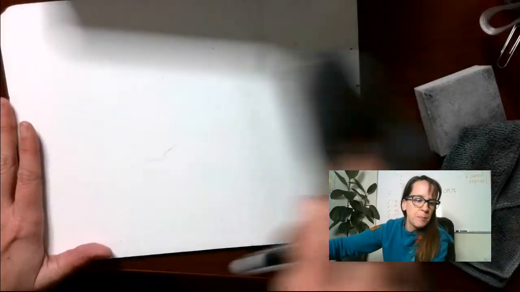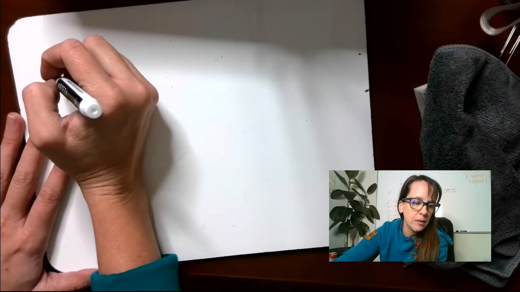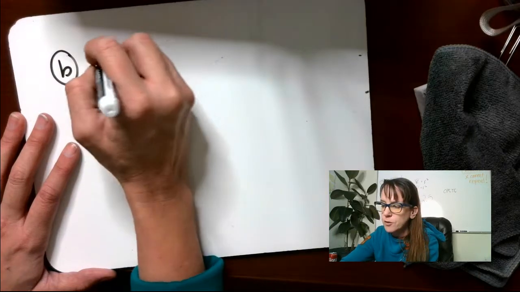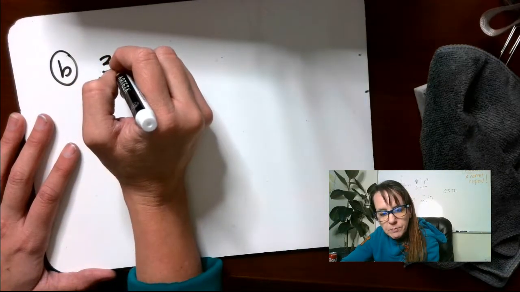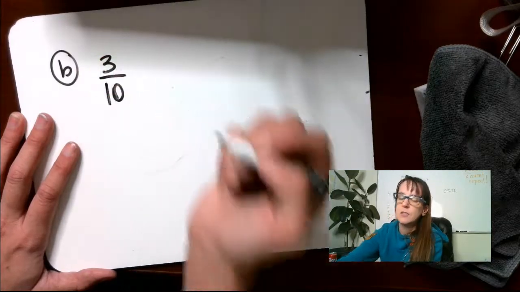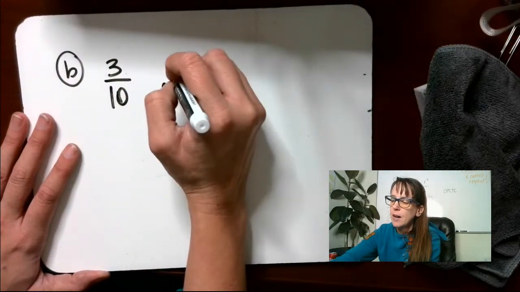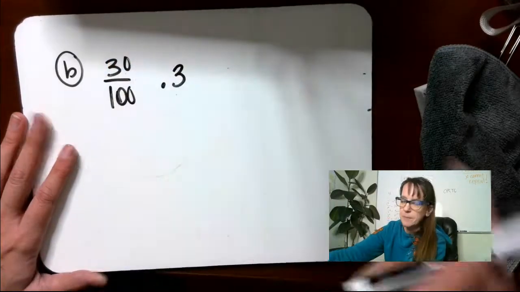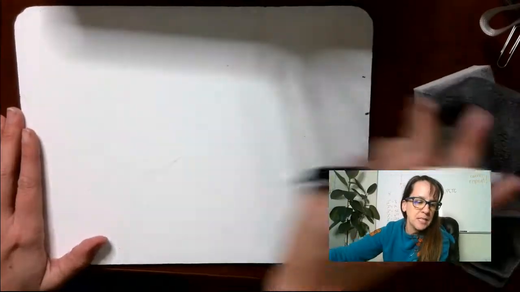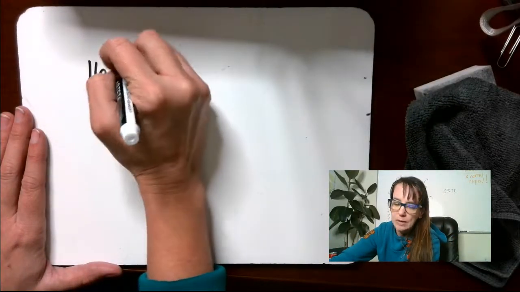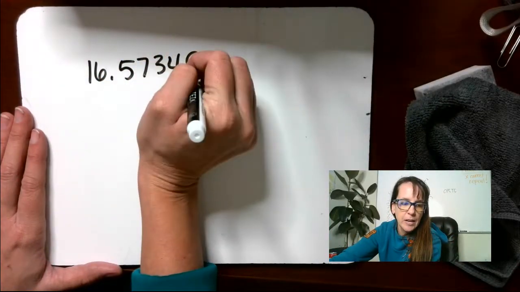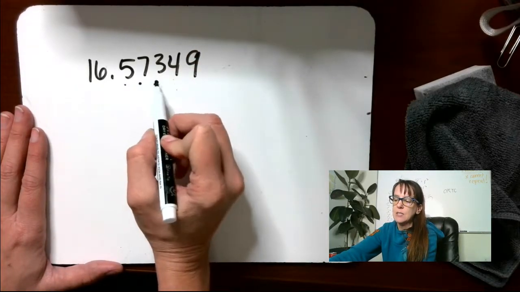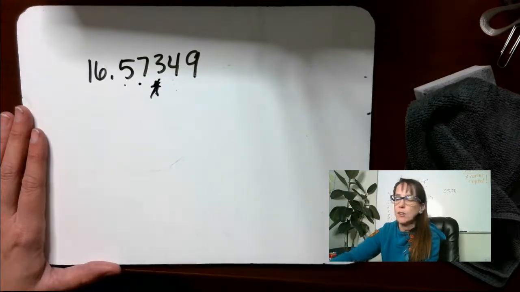For B, name the shaded part of the circle as a fraction and as a decimal. This circle looks like it's got 3 out of 10 shaded. So 3 tenths, and then the decimal would be 0.3. This is what I was saying about the 30 over 100, right? Okay, so for C, in the number 16.57349, which digit is in the thousandths place? Well, this is tenths, hundredths, thousandths. So 3 would be in our thousandths place.